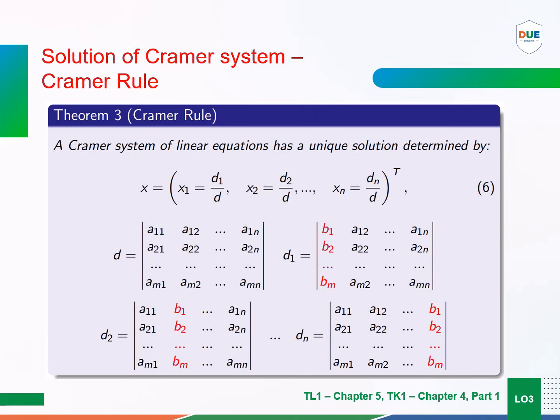The main point to remember is that each variable corresponds to replacing its own coefficient column by the right-hand side vector. Cramer's rule is convenient for small systems, but for larger systems, other methods are usually more efficient.